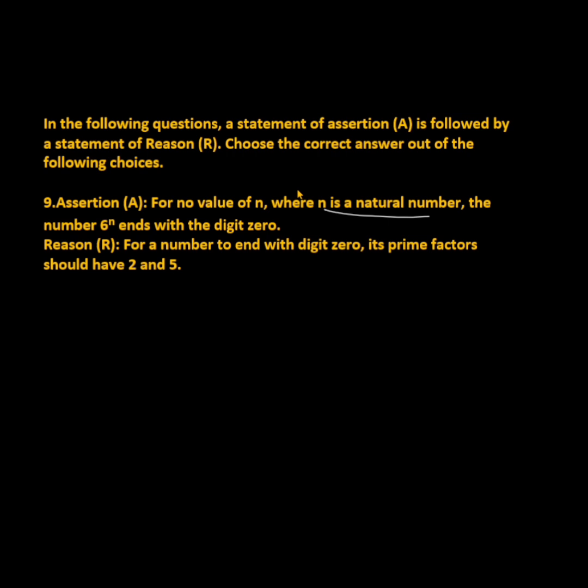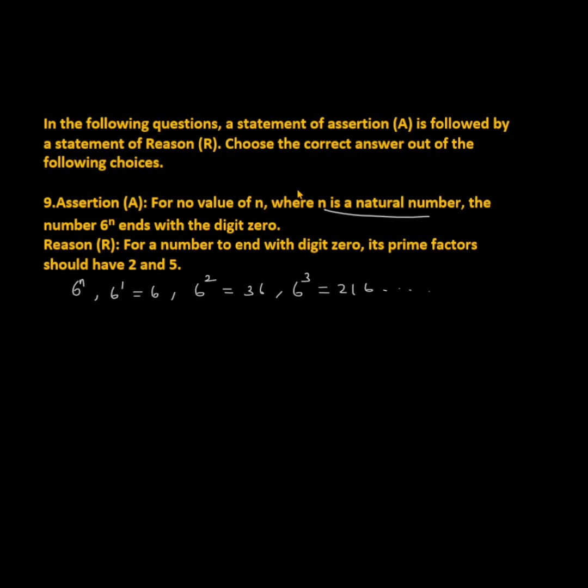So for example, 6 power n, what are they giving? Any natural number. So first natural number 1, we will be getting 6 power 1, which is 6. Next number 2, 6 squared, 36. Next number 3, 6 cube, 216. So like that we can find for any number.